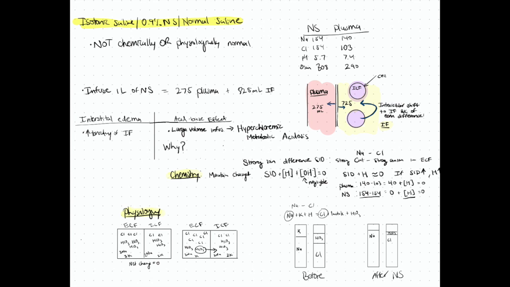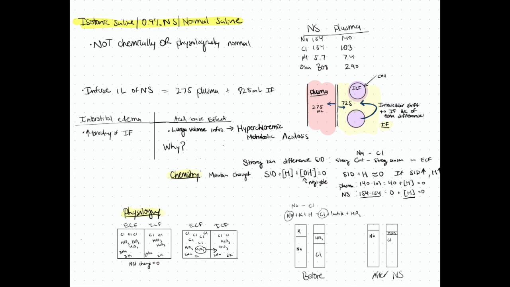Okay, so before the infusion, the line where the sodium ends, that's how much sodium you got. And the line where the chloride ends, that's how much chloride you got. That difference is the strong ion difference. Now notice you got a bit of bicarb there to kind of buffer the pH. After you infuse 1 liter of isotonic saline, the concentrations of sodium and chloride obviously increase. What this does is it decreases the strong ion gap almost to 0.